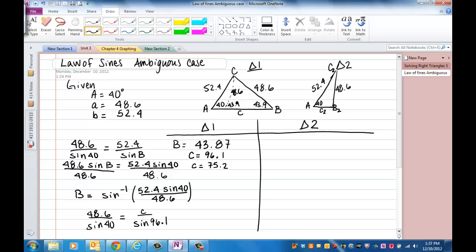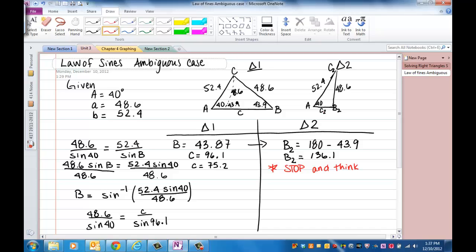We have supplementary angles. So we're going to use this information to solve for B2 by taking 180 and subtracting the angle that we came up with. This gets me my new B2, which is 136.1. Now, what I want you to do at this point, you need to stop and think.